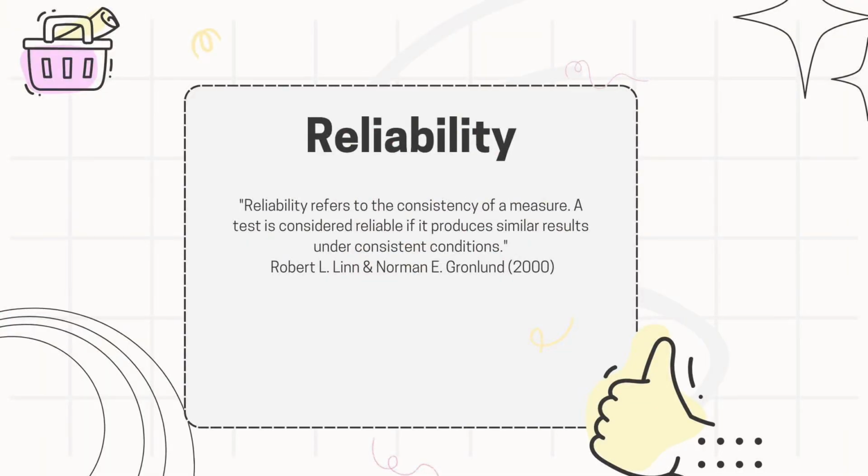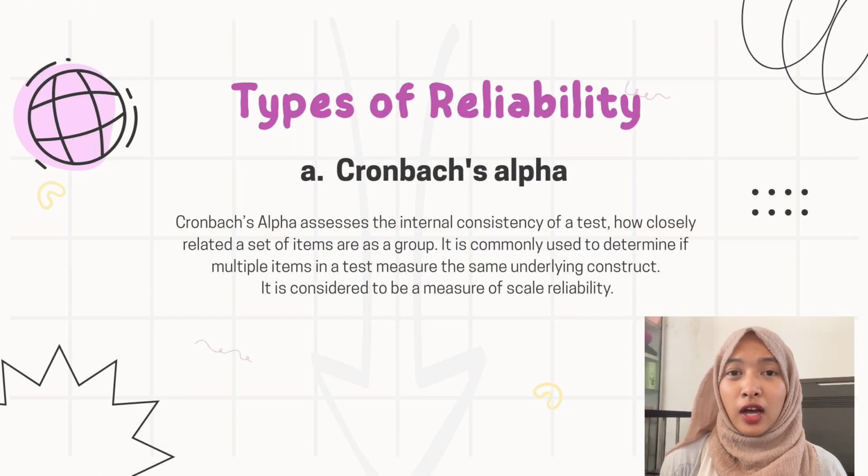Okay, after we talk about validity, now we're talking about reliability. So what is reliability? Reliability refers to the consistency of a measure. A task is considered reliable if it produces similar results under consistent conditions, according to Robert L. Linn and Norman E. Gronlund, 2000. There are two types that I want to talk about here. First is Cronbach alpha. So Cronbach alpha assesses the internal consistency of a task, how closely related a set of items are as a group. It is commonly used to determine if multiple items in a task measure the same underlying construct.